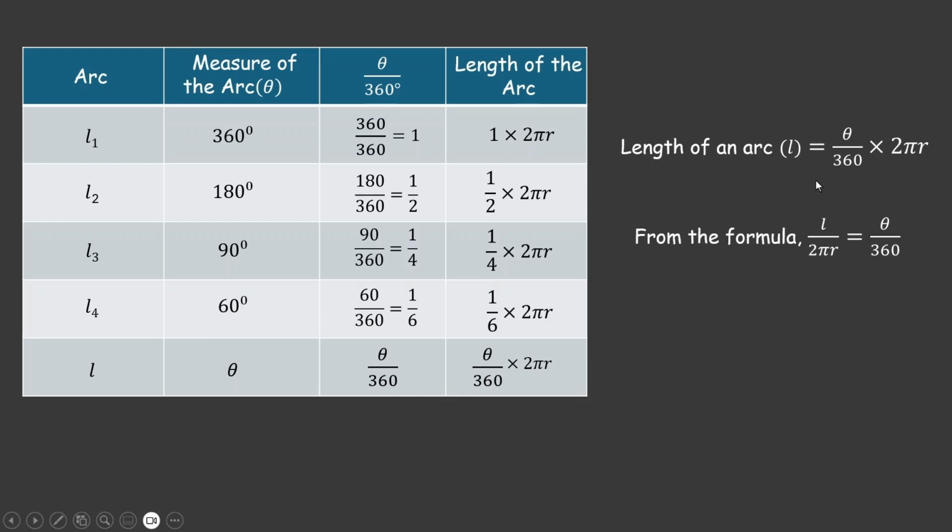From this formula, we see that L by 2 pi r is equal to theta by 360. That is, length of an arc upon circumference is equal to theta by 360.